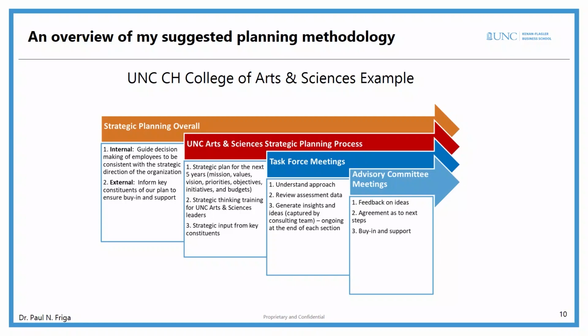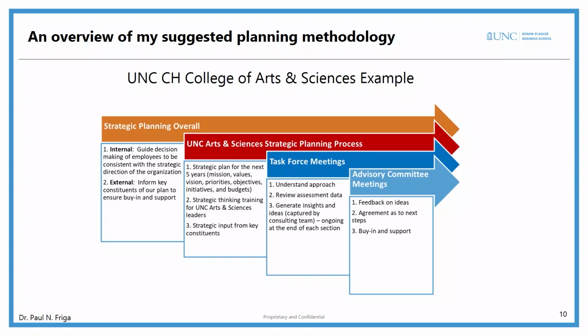Strategic planning also is important to the leaders of an organization. It sets the plan, typically for a 3 or a 4 or a 5-year period. 5 years are a little harder. 3 years are more concise for building out your initiatives. But it's also strategic thinking training for the leaders, and you get input from other key constituents.